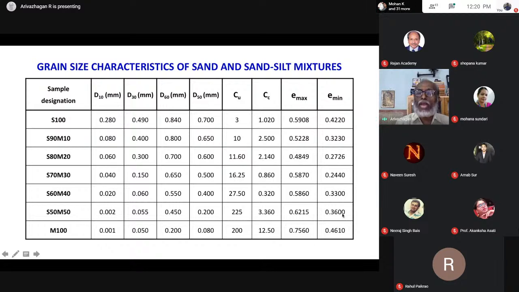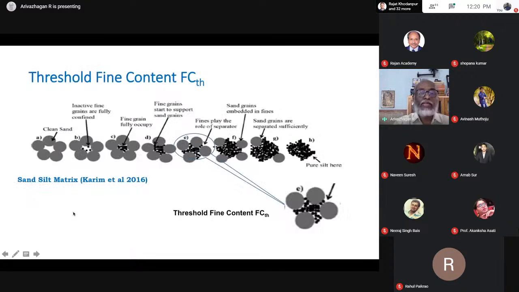What is the reason behind this? The reason is, see here, up to 30%, that is the transition point. Up to 30% here, the silt is 20%, 30%. Up to this stage, the sand particle behavior is dominant. Then after 30%, the silt particle behavior is dominant. So it changes the behavior of the sample. I will explain that in the next slide. See here, there is a very good explanation. That is clean sand.